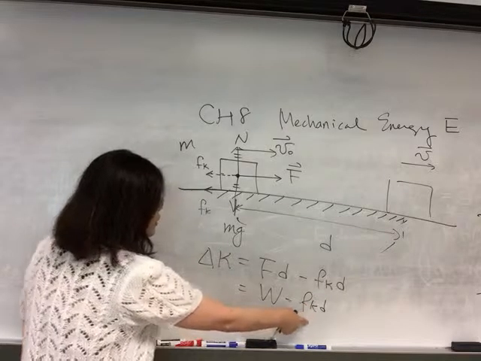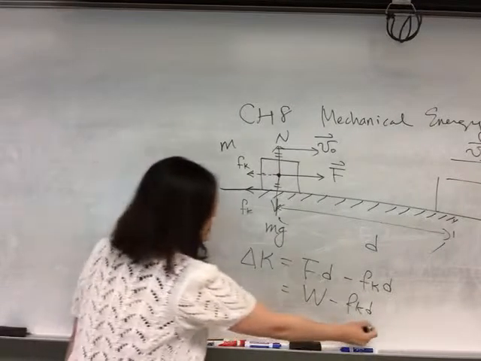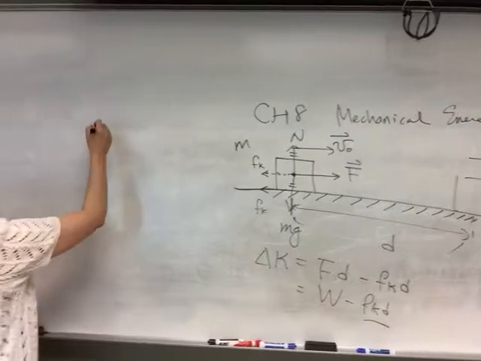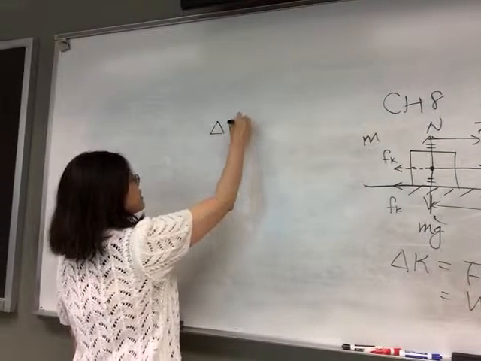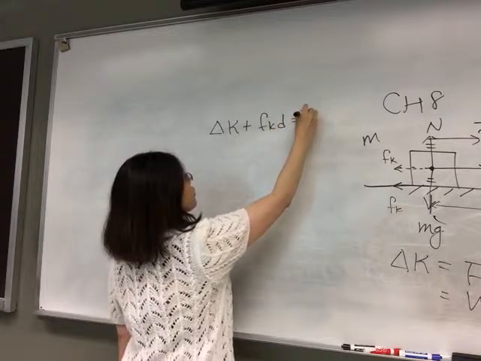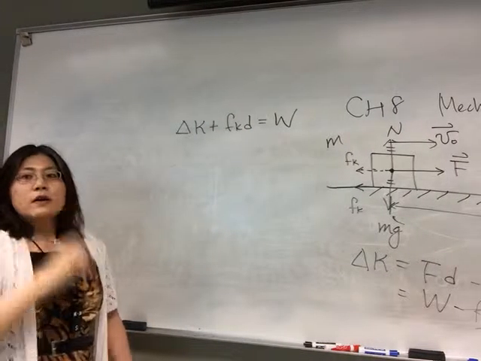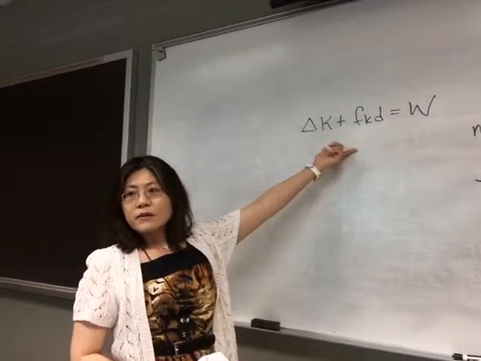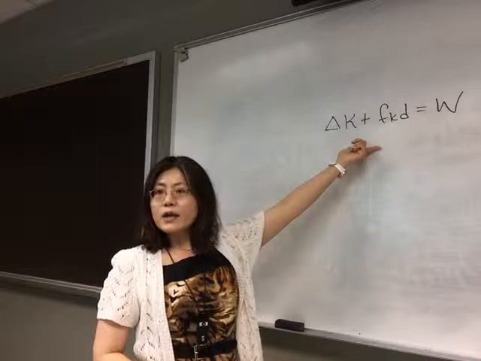So we're going to actually move this to the other side, to the left-hand side. So what we have here is the change in kinetic energy, and then plus this frictional force times displacement. And that's your work. What's on the left-hand side? The left-hand side is basically the mechanical energy of the system.